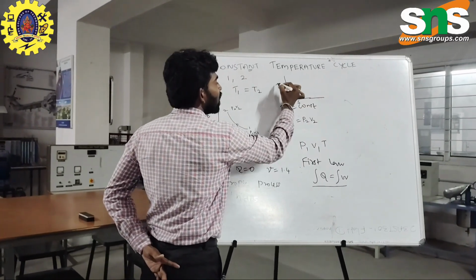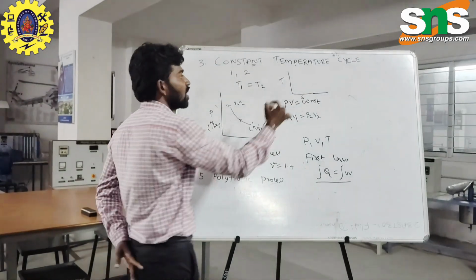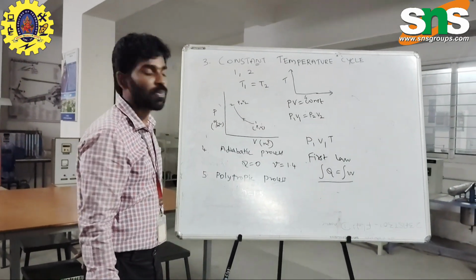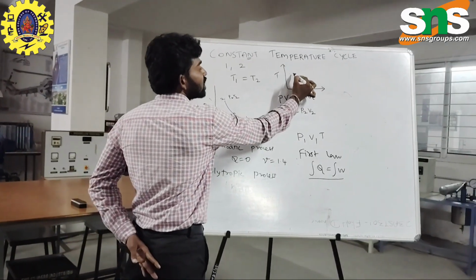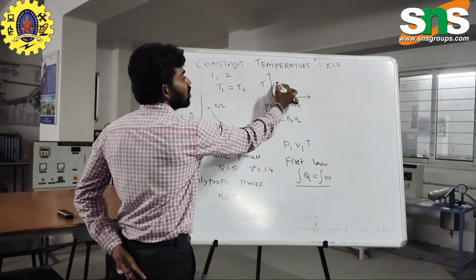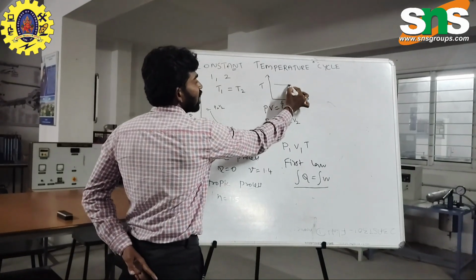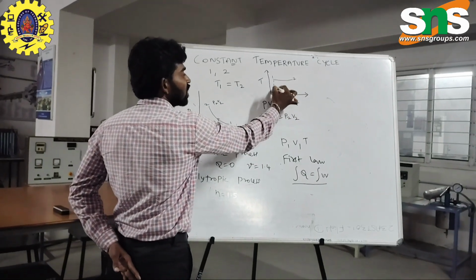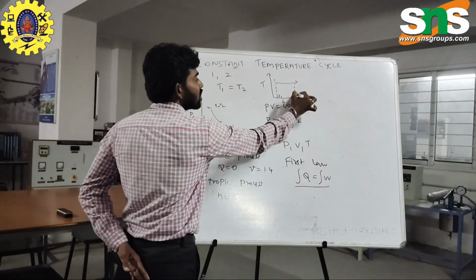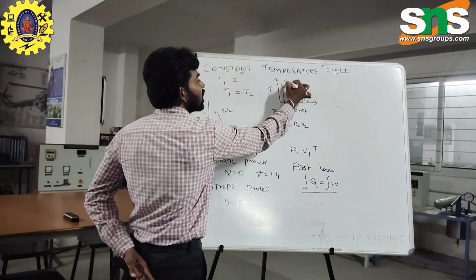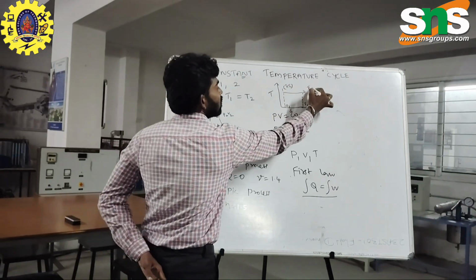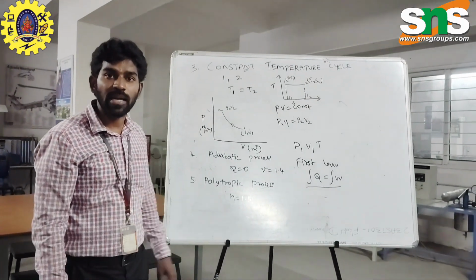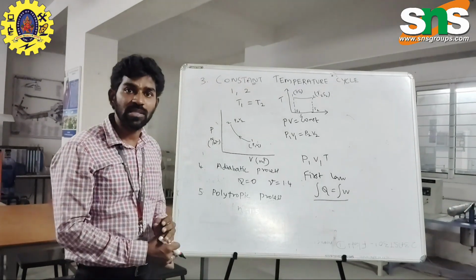S means entropy and T is temperature. In this TS diagram for the constant temperature process, the temperature is constant, shown as T1 and T2, and S changes from S1 to S2. So this is T1 S1 and this is T2 S2. This is the temperature and entropy diagram for the constant temperature process.